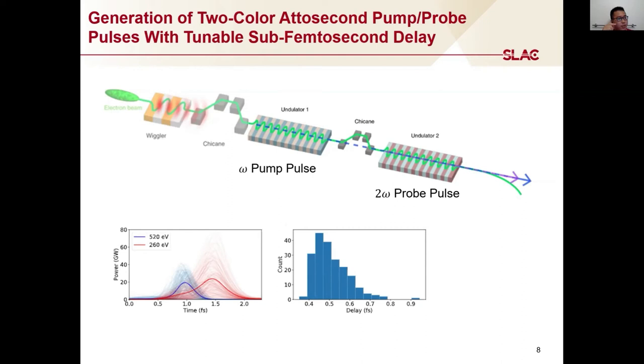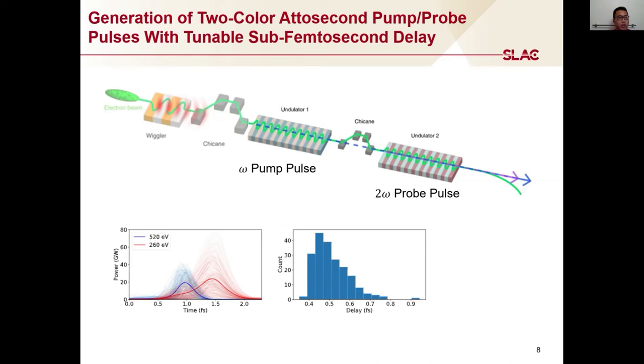The figure on the bottom left shows 100 shots of 260 eV pump, 520 eV probe XFEL simulations. The transparent lines show 100 individual shots of pump-probe pulses, and the solid line shows the average pump-probe pulses in the time domain. On the bottom right, we show the histogram of delay between two pulses, with the average delay around 0.5 femtosecond and a delay jitter, defined as the RMS, of around 200 attoseconds.